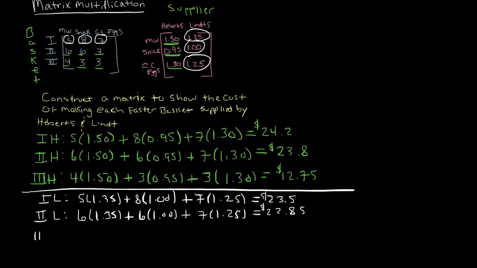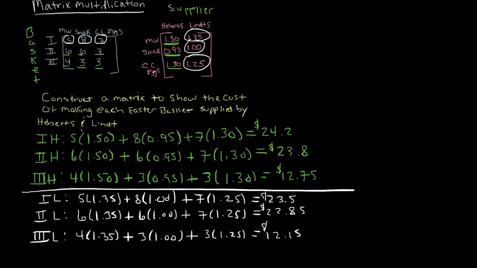And finally, basket 3 from Lentz would be 4 times $1.35 plus 3 times $1 plus 3 times $1.25, giving you a total of $12.15. Now, what I've written below the yellow is not the most organized way. It shows the computations, but it's not the most organized way to display the information.